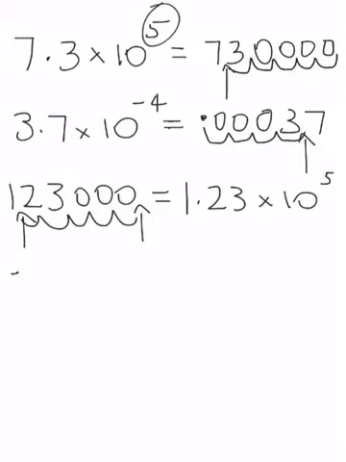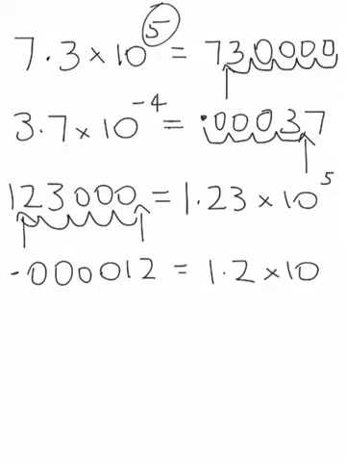If I have a decimal, like this one, okay, same thing happens. I still want a number between 1 and 10. So this one will have to be 1.2 times by 10 to the power of something. I want the decimal to go in there. So that means it's going 1, 2, 3, 4, 5. But because it's a small number, it won't be 5, it will be -5 because the decimal is from the other direction. And that sums up what you need to know for indices.